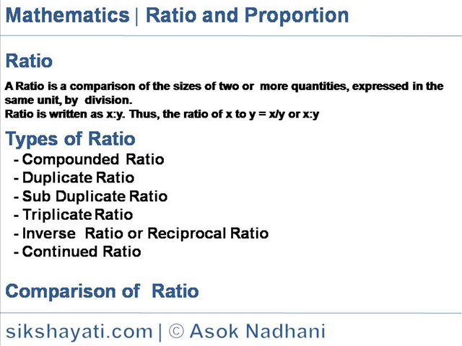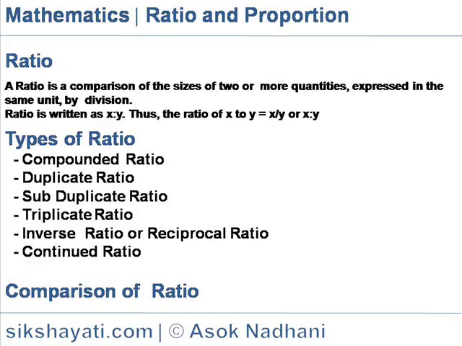Triplicate ratio. The ratio of cubes of the terms of the ratio is called the triplicate ratio. Example, for ratio x is to y, x cube is to y cube is the triplicate ratio. Thus, the triplicate ratio of 7 is to 9 is 7 cube is to 9 cube, or 343 is to 729.